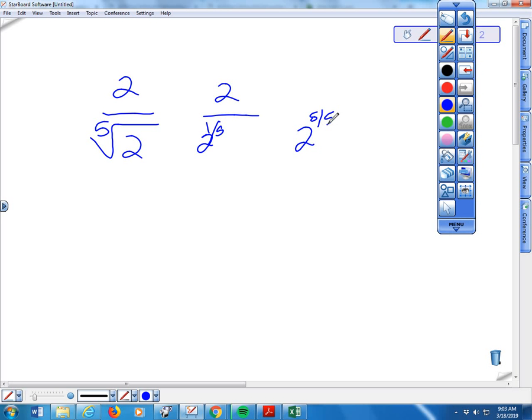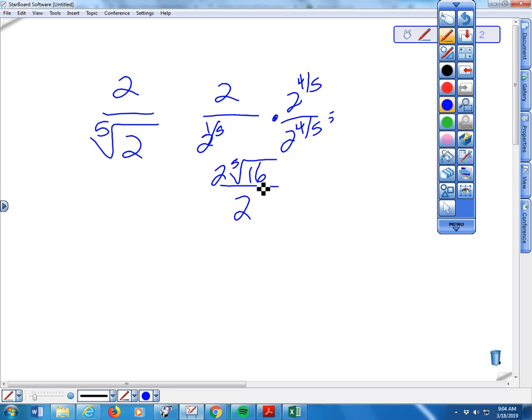So what plus 1/5 is 5/5? 4/5. So I'm going to multiply this by 2 to the 4/5 over 2 to the 4/5. On the bottom I'm left with 2. On top it's going to be 2 times the 5th root of 2 to the 5th, or 2 to the 4th, which is what? 2 to the 4th is 16. 2 times 2 is 4, times 2 is 8, times 2 is 16.